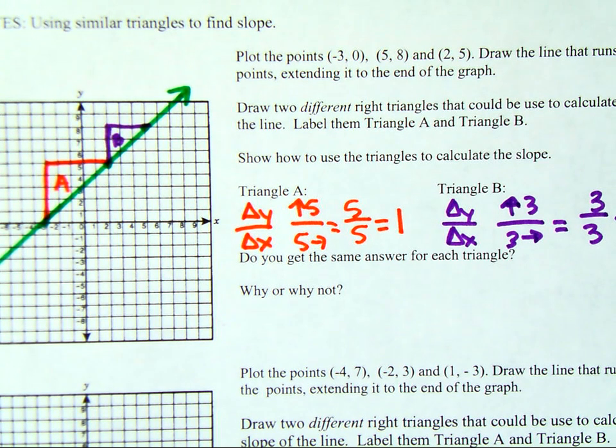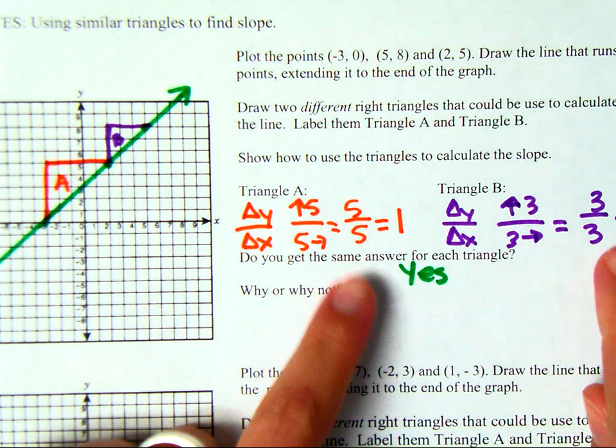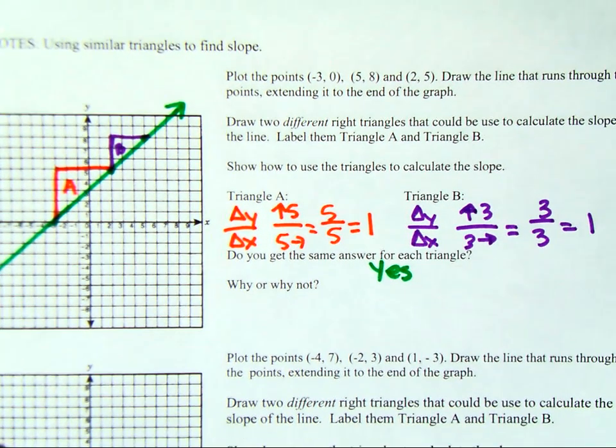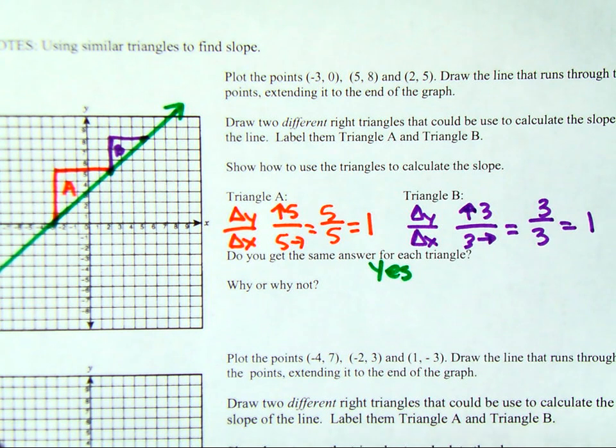So did we get the same answer for each triangle? Yes, we did. At first, you might think that 5 to 5 and 3 to 3 are different, but remember, we're looking at these kind of like fractions, and we're going to reduce them.